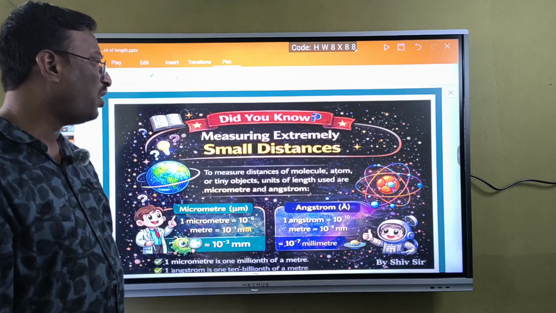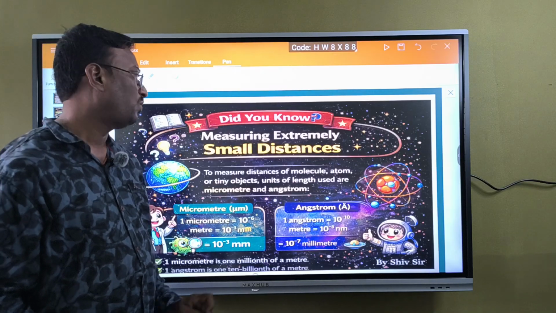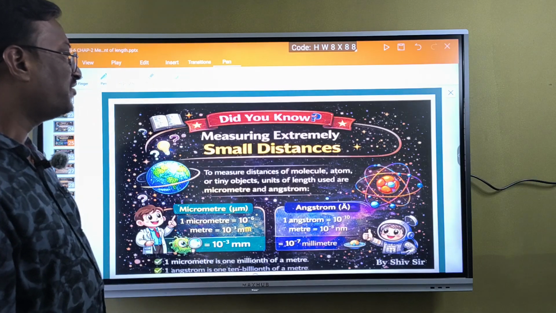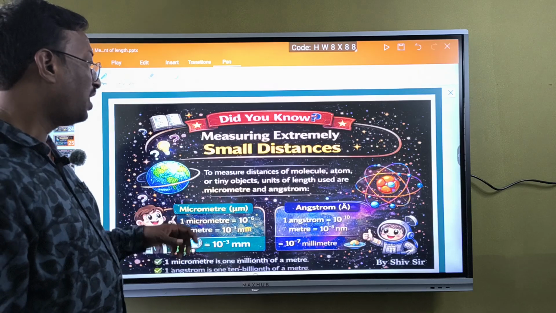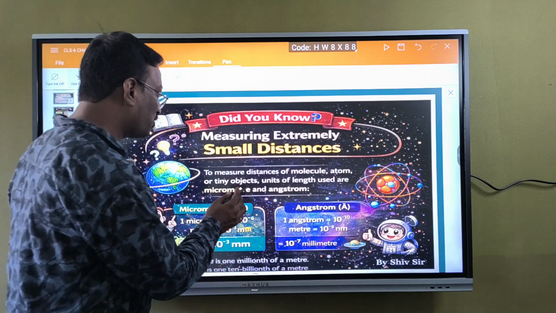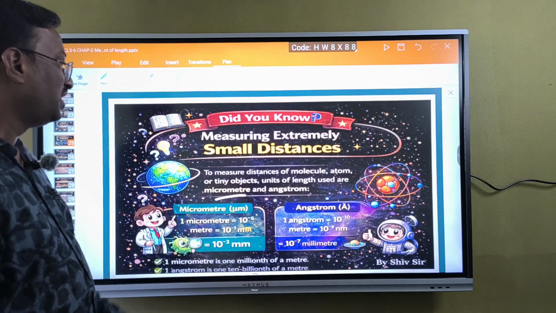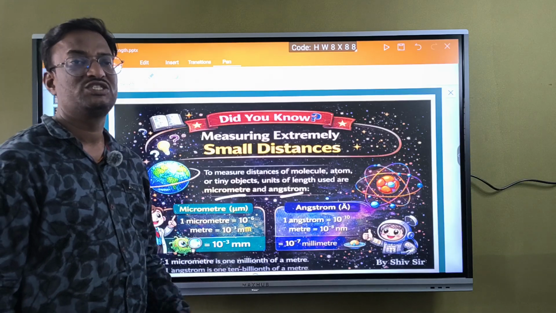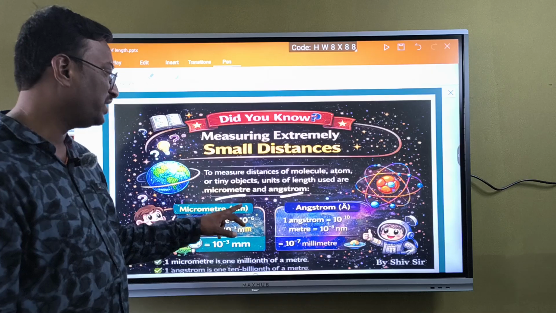Measuring extremely small distances. In order to measure very small distances, such as the distance of a molecule, or the distance between molecules, atoms, or tiny objects, the units of length used are the micrometer and the Angstrom unit. Angstrom is also one of the units. Micrometer is also one of the smallest units. What is a micrometer? Its symbol is mu m.